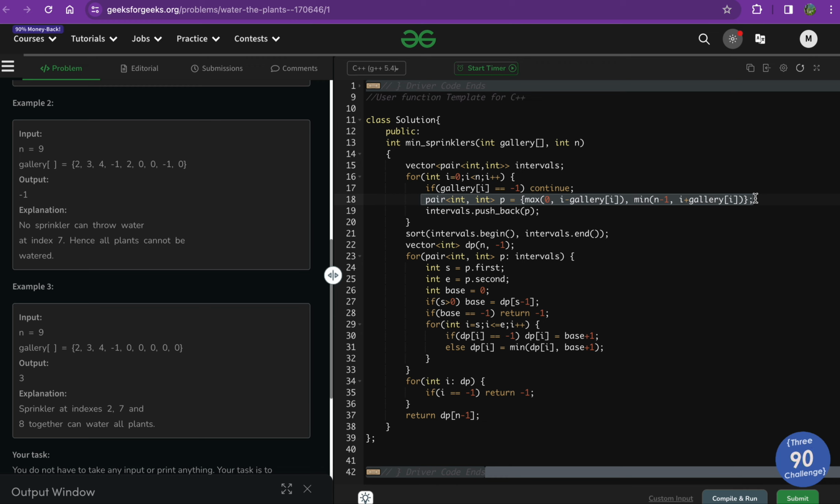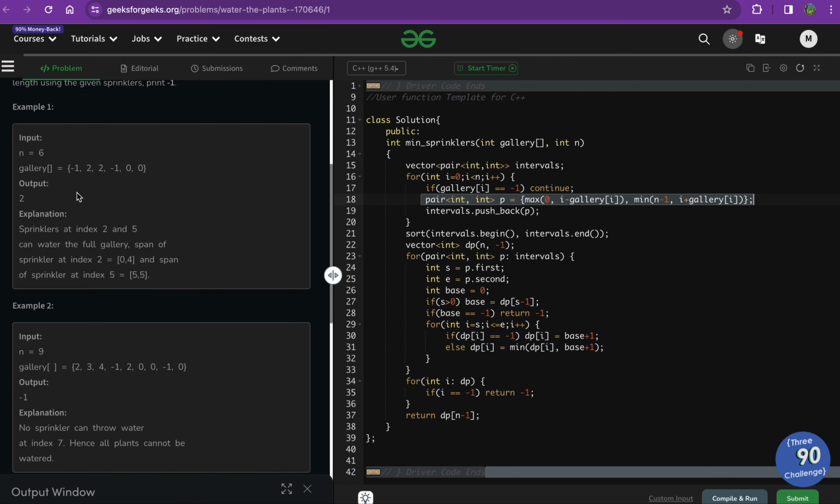Then to pick the minimum, I am sorting it. Because of sorting I will get them in order of first the starting position, then the ending position, so I can easily get the minimum number. And on top of it, I have used dynamic programming. We can take an example, this example only.